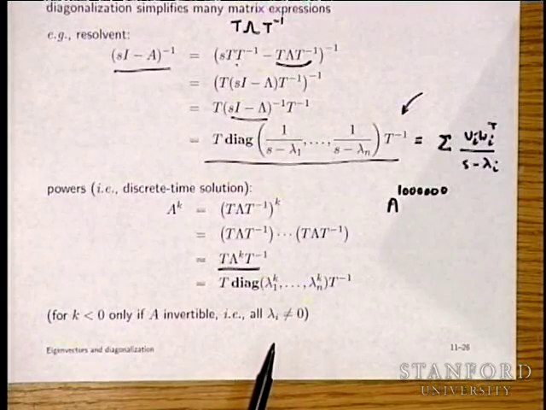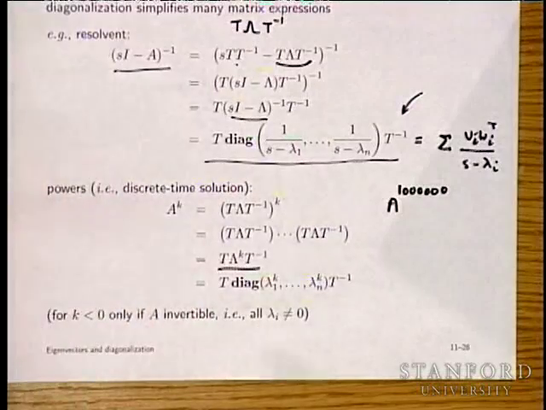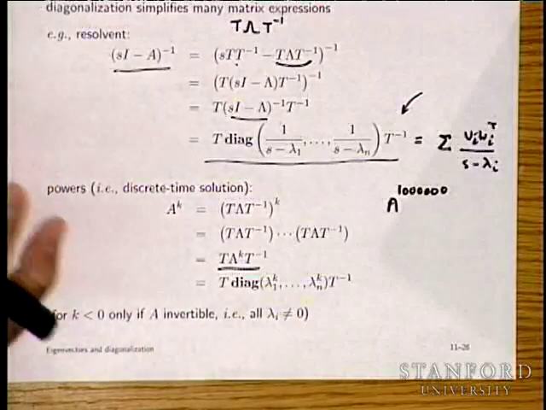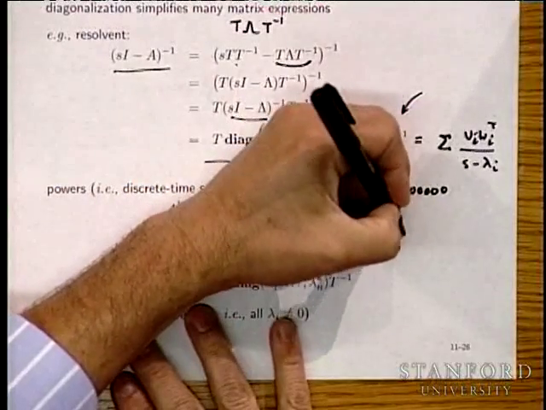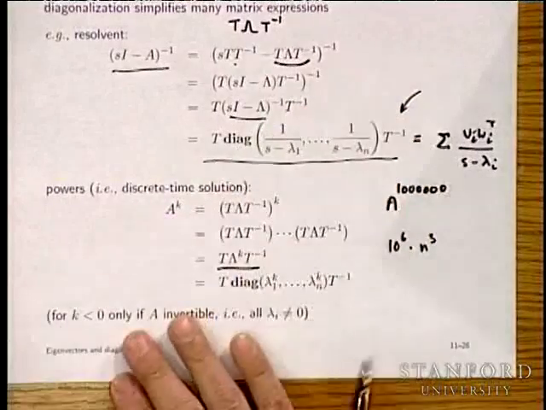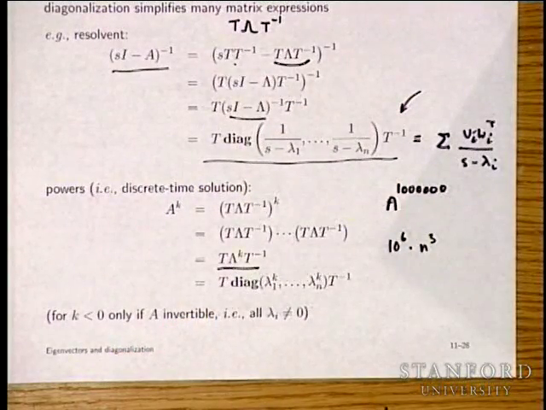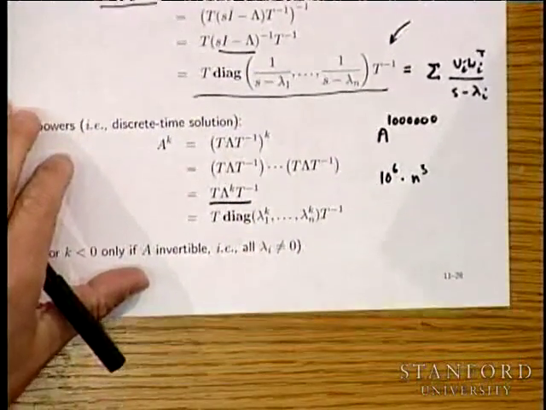Probably the worst thing you could do would be to write a loop that keeps multiplying an n by n matrix by A and let it run 1,000,000 times. That would be one way to do it. And the cost of that would be 10 to the 6 times n cubed if you did that loop. Okay? Now, you can also do the following.